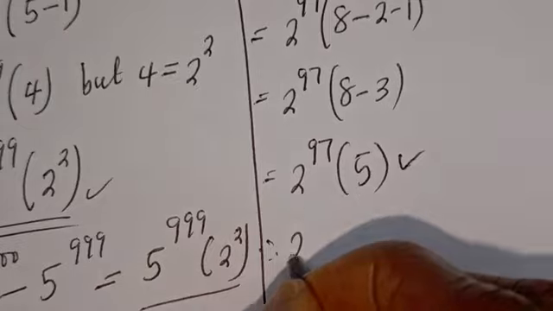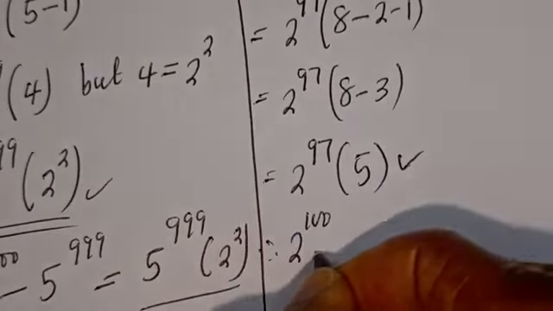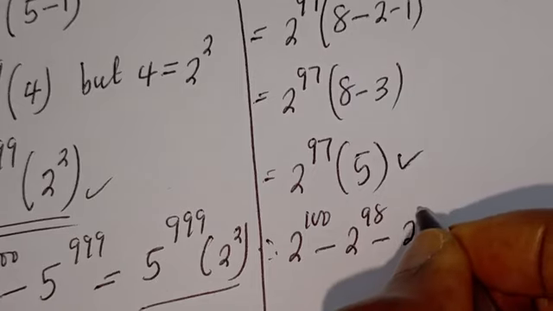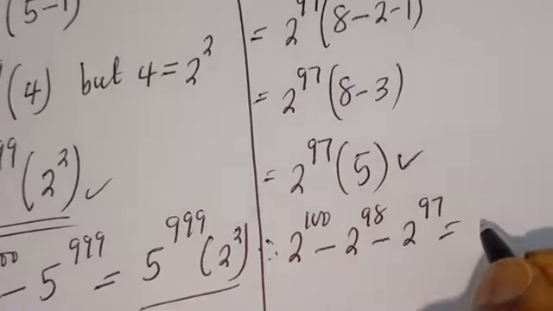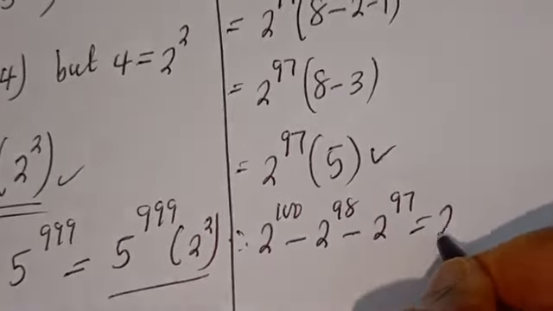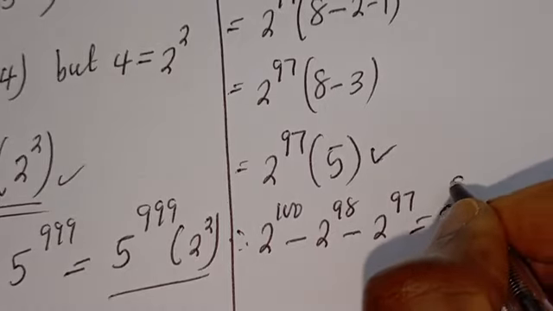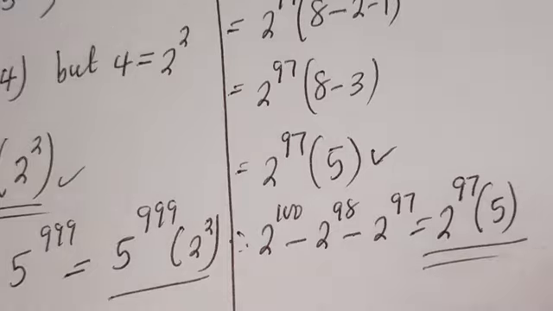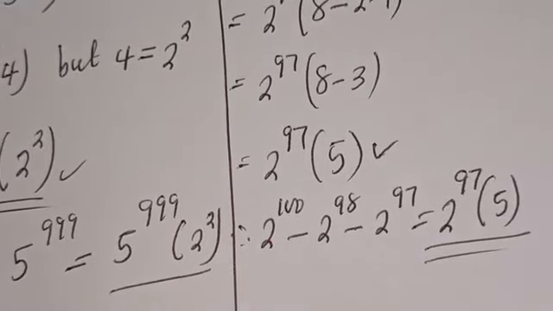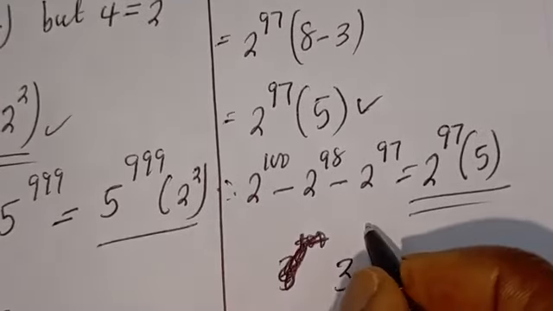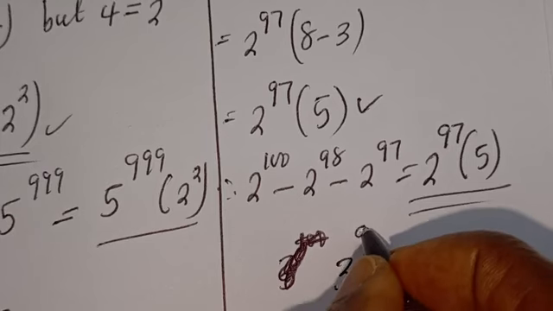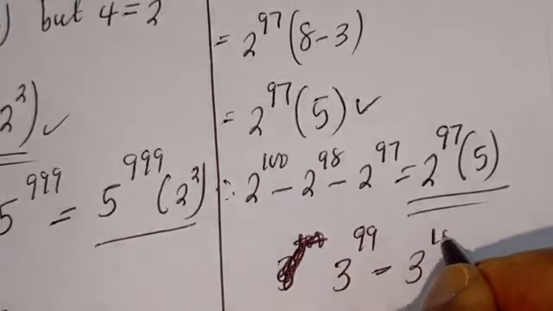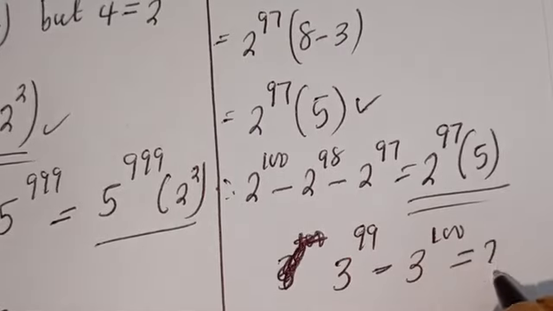Therefore, 2 to the power of 100 minus 2 to the power of 98 minus 2 to the power of 97 is equal to 2 to the power of 97 multiplied by 5. Now, before you leave, let's try this. 3 to the power of 99 minus 3 to the power of 100 is equal to what?